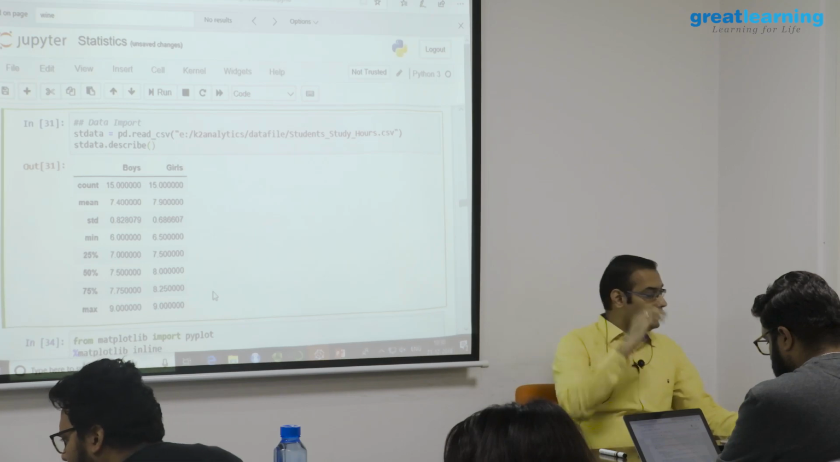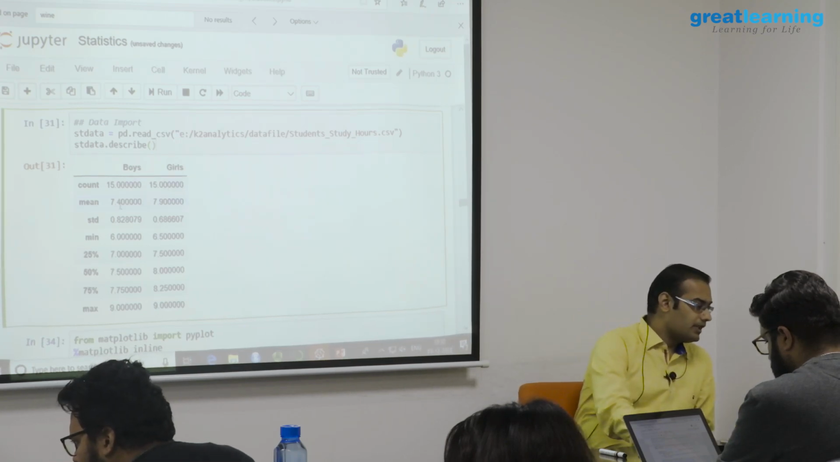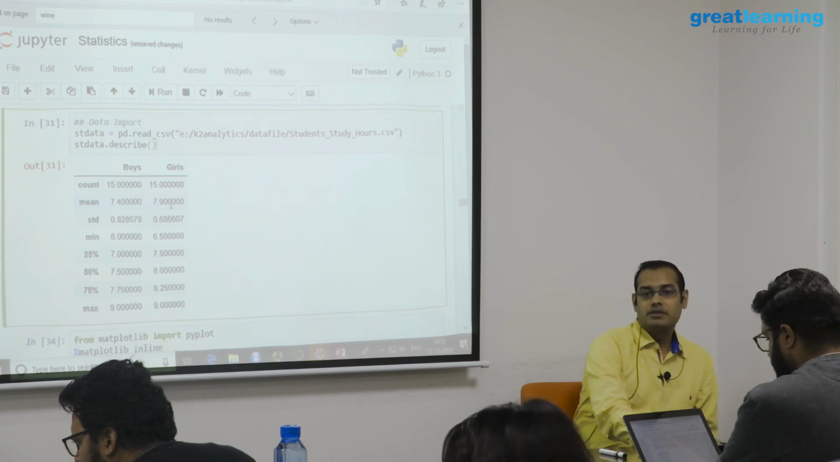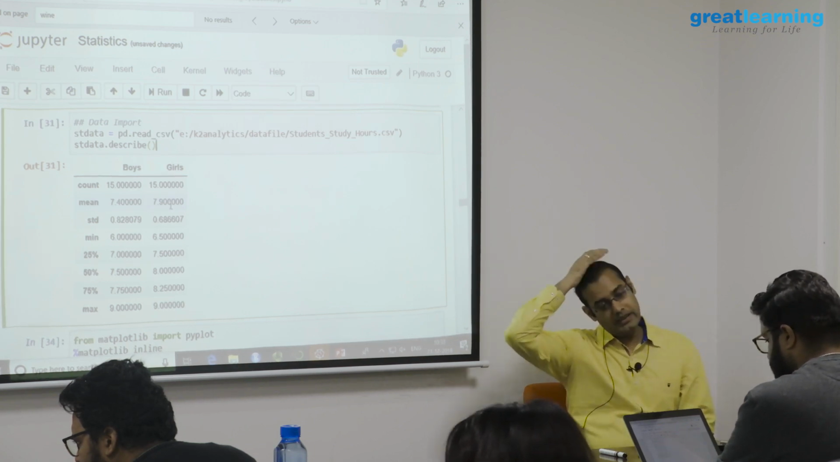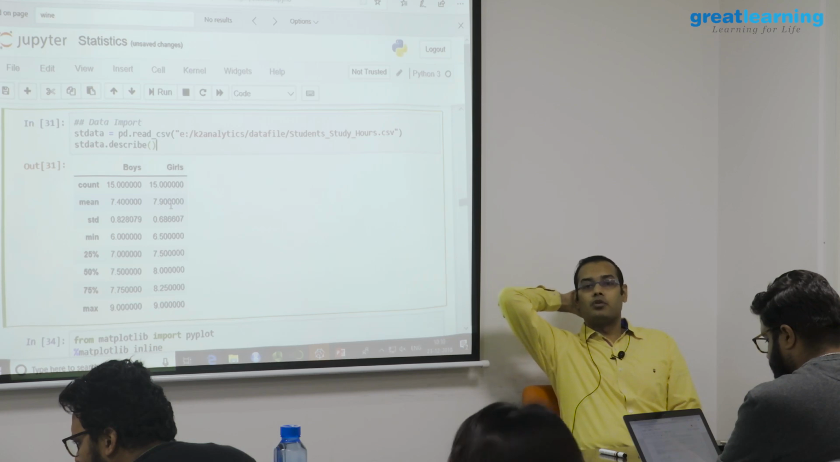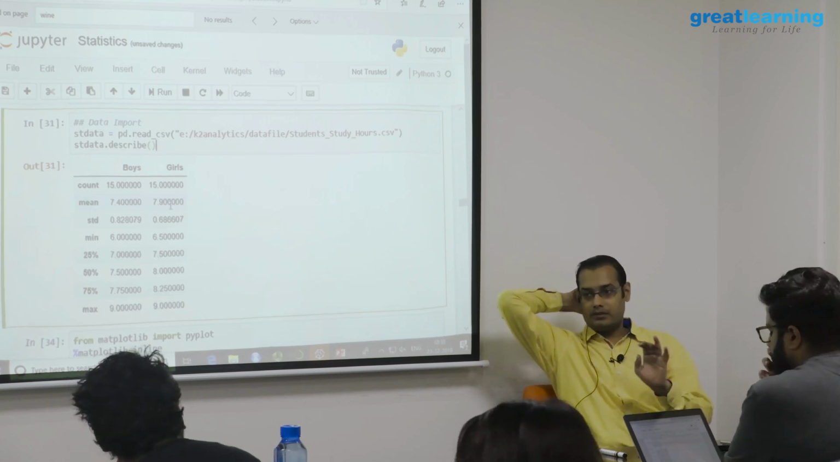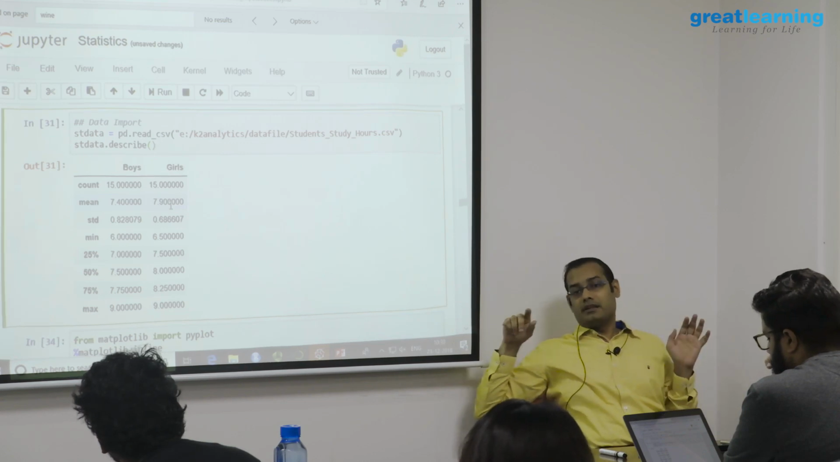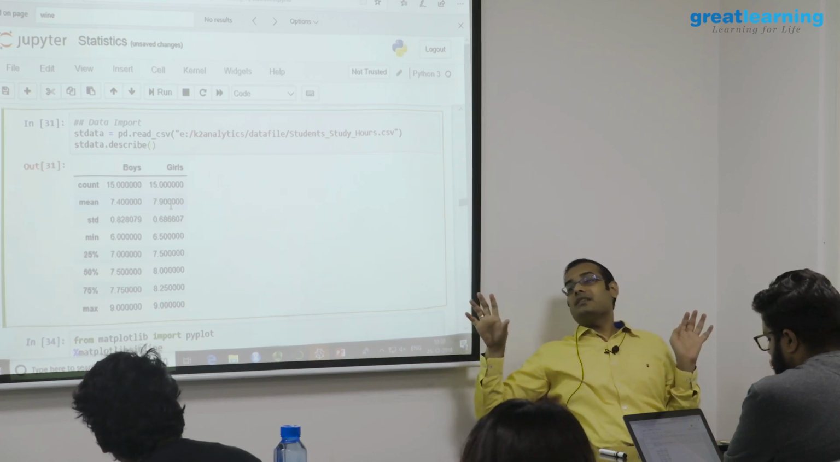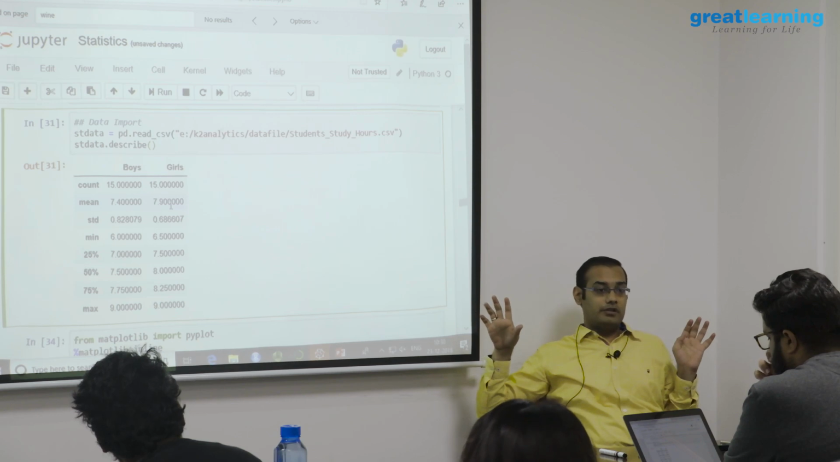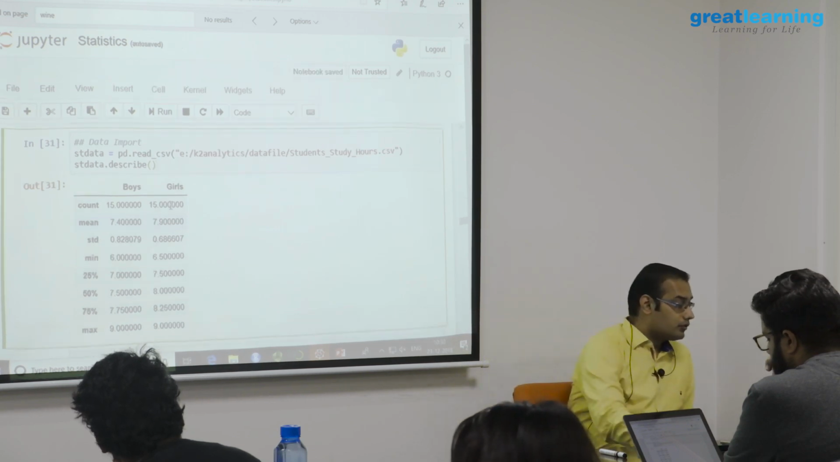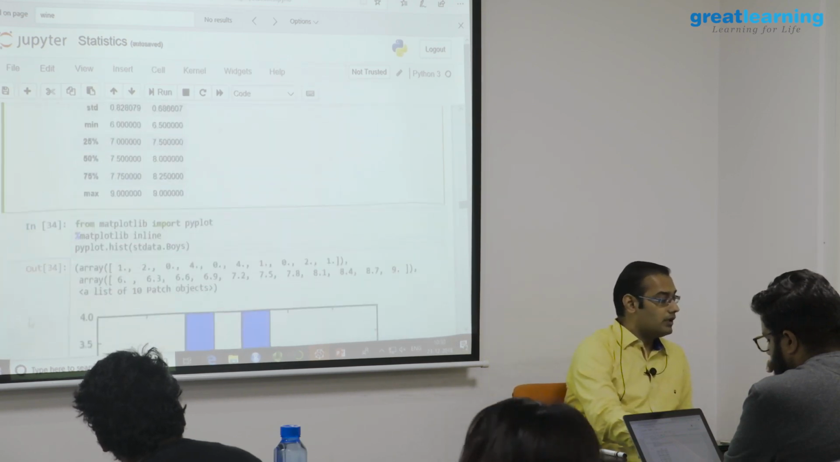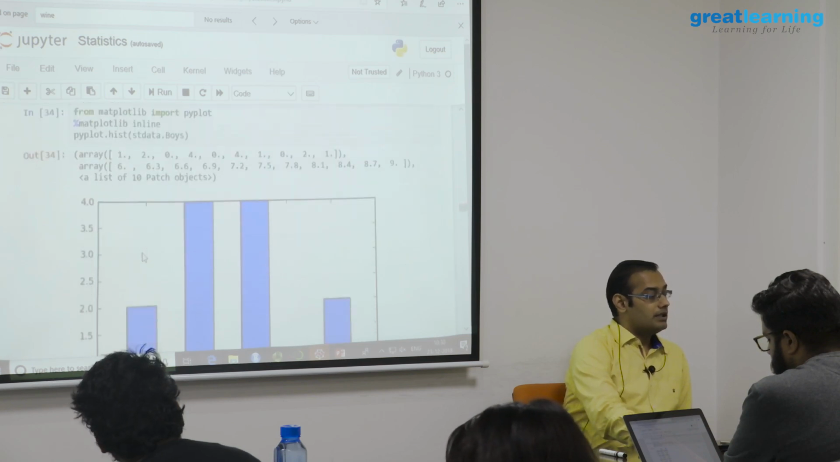So here we can clearly see the mean hours of boys is 7.4 and the mean hours of girls is 7.9. So relatively we can say girls are devoting more time by seeing that data. But is this difference of 0.5 statistically significant? Okay. So now to do that we require a t-test.